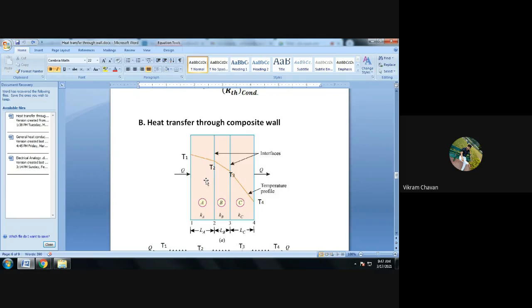मैं क्या बोल रहा हूं, आप समझ रहे हैं क्या? जो एरिया A स्लैब का होगा जो परपेंडिकुलर टू हीट फ्लो होगा, वही एरिया B स्लैब का होगा परपेंडिकुलर टू हीट फ्लो होगा, और वही एरिया स्लैब C का होगा. ओके, बिकॉज द थिकनेसेस आर गोइंग टू वैरी.